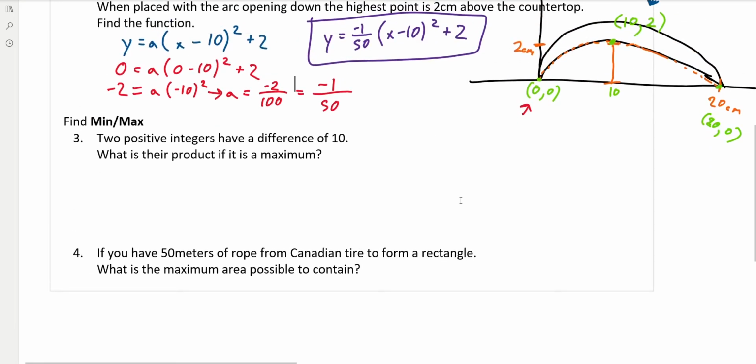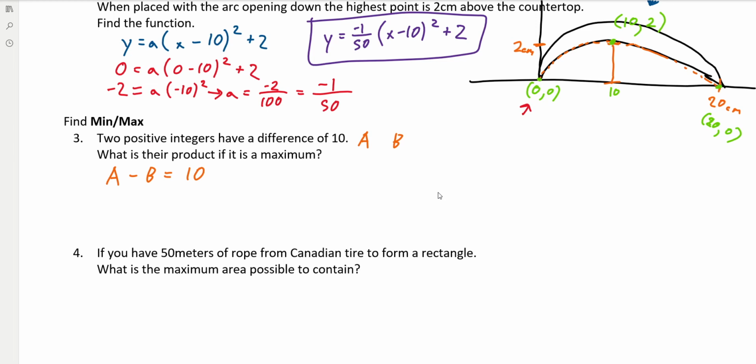Okay, so let's take a look at some min-max problems. These ones are tricky until you kind of get used to them, so let's take a look. 2 positive integers have a difference of 10. So first of all, let's write down our two integers. Our two numbers are going to be a and b. So a minus b equals 10.